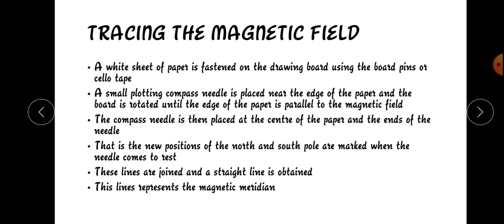Then the compass needle is placed at the center of the paper, and the ends of the needle, that is the new positions of the north and south poles, are marked when the needle comes to rest. Now these marks are joined and a straight line is obtained. That line will represent the magnetic meridian.